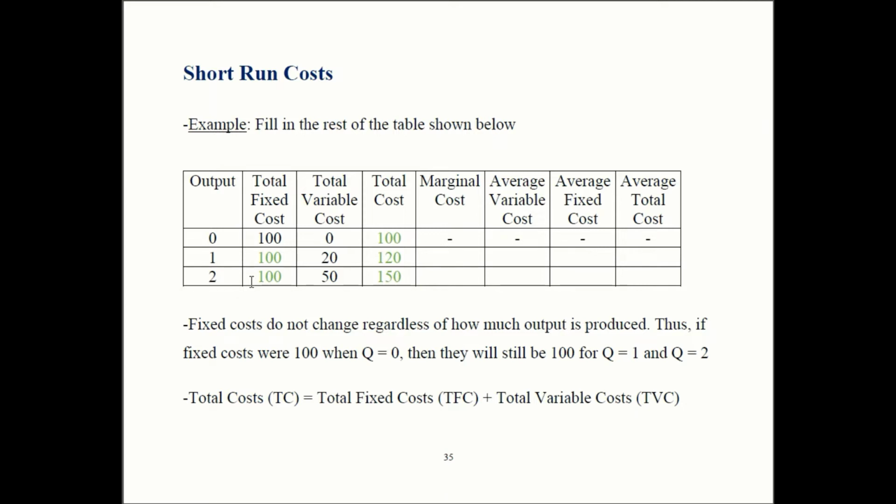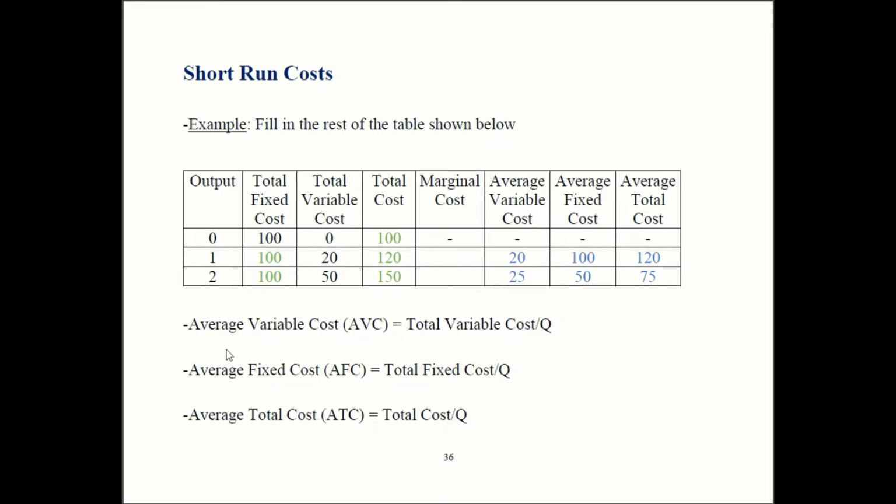To get your total cost, what you do is you add together your fixed costs and your variable costs. 100 plus 0 is 100, so that's where that number is coming from. 100 plus 20 is 120. 100 plus 50 is 150. So we got the first couple of columns filled in. Now let's go work on the rest.